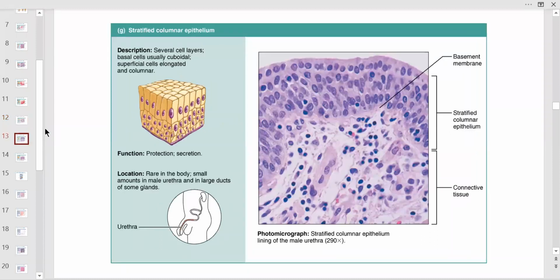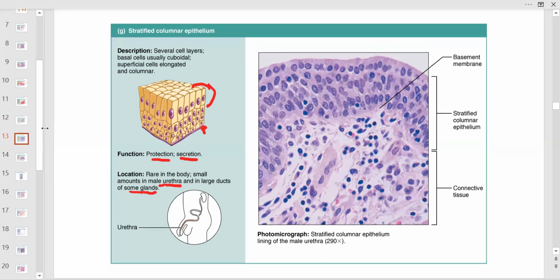Stratified columnar is kind of rare. This is kind of rare, stratified columnar. And this is a tough one to see because it looks like it starts out cuboidal, but this is clearly columnar. And it's clearly stratified. This is not pseudo-stratified. This is definitely a protection and secretion as well. And this is rare. This is the one you only see in the male urethra. Remember the male urethra, I guess. Although, again, we don't do that. Some glands have this as well, in the ovary, actually. But this is a tough one to see.